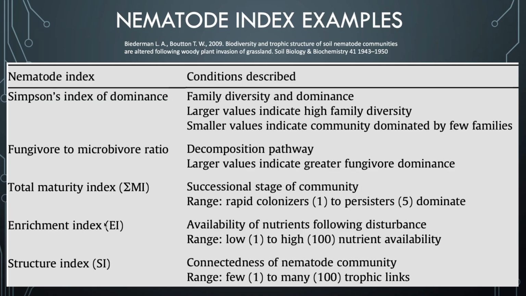There's also the enrichment index, which is the availability of nutrients following disturbance, and that ranges all the way from low to high nutrient availability. There's also the structure index, and that is a measure of the connectedness of a nematode community, and that ranges from few connections to many trophic links or feeding links within the soil food web.